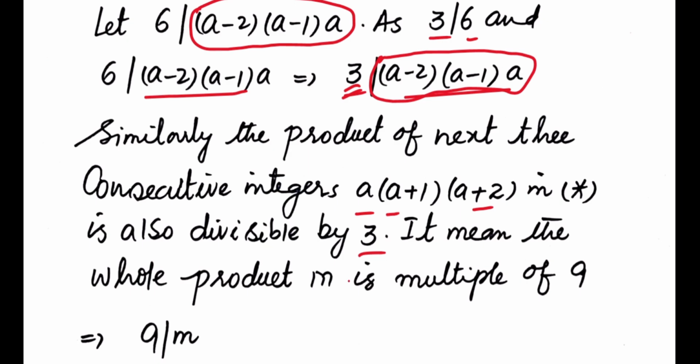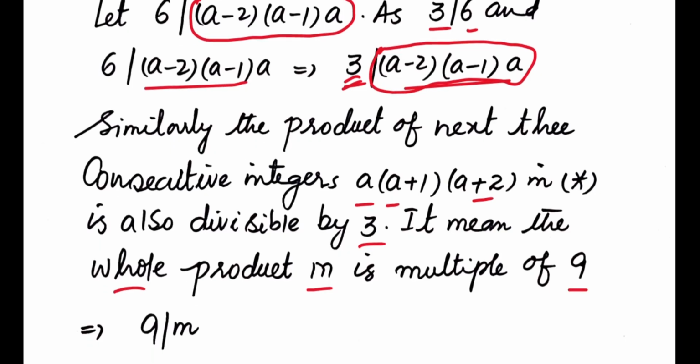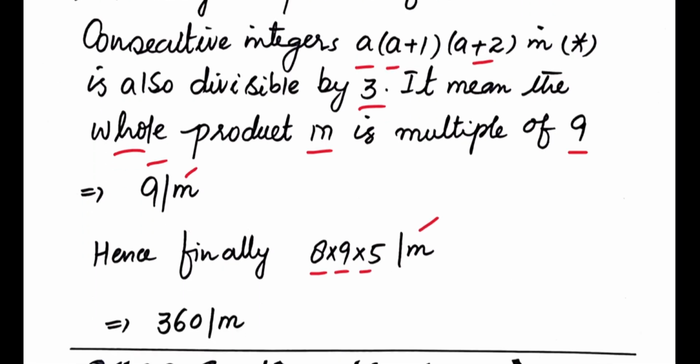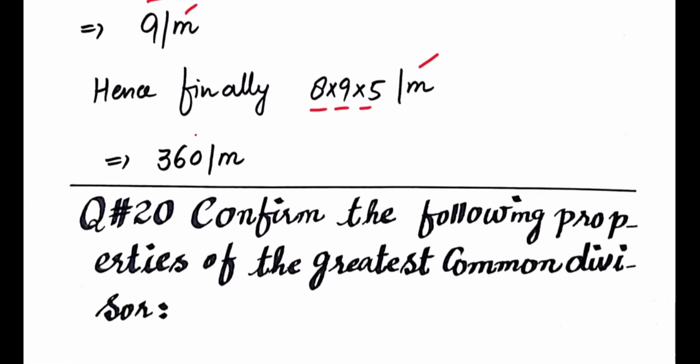It means the whole product m is a multiple of 9. This shows that 9 divides m. Hence, finally, 8 into 9 into 5 divides m. That is, 360 divides m. So, I hope now you have a clear understanding of question number 19. This is a very interesting and very nice question.